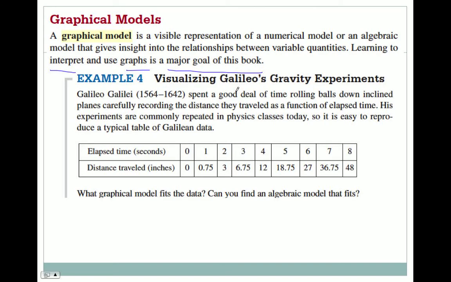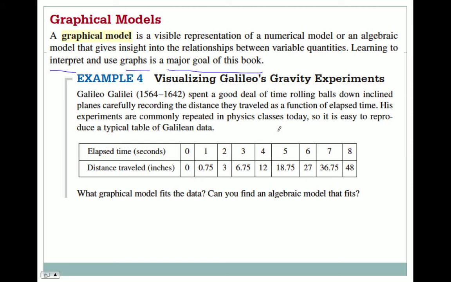Okay, so here's the first example we're going to look at. Example 4. Visualizing Galileo's gravity experiments. So Galileo spent a good deal of time rolling balls down inclined planes, carefully recording the distance they travel as a function of elapsed time.